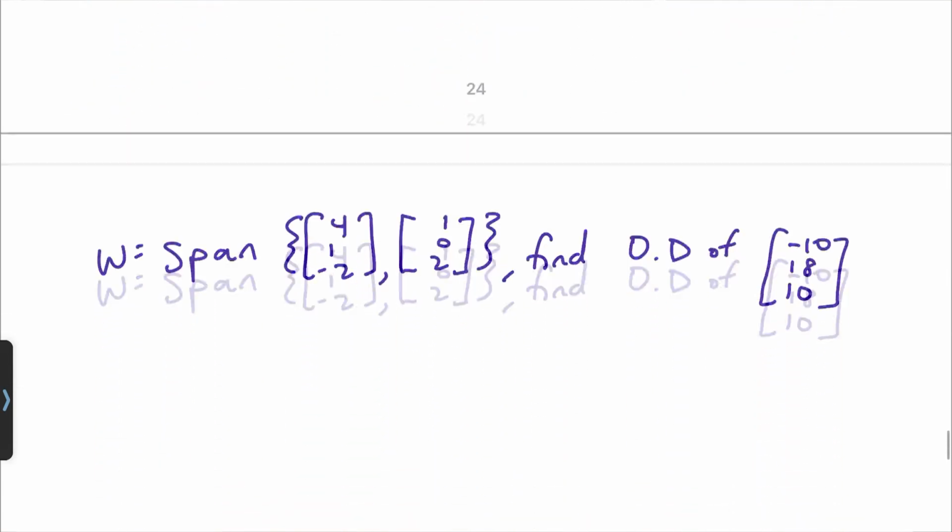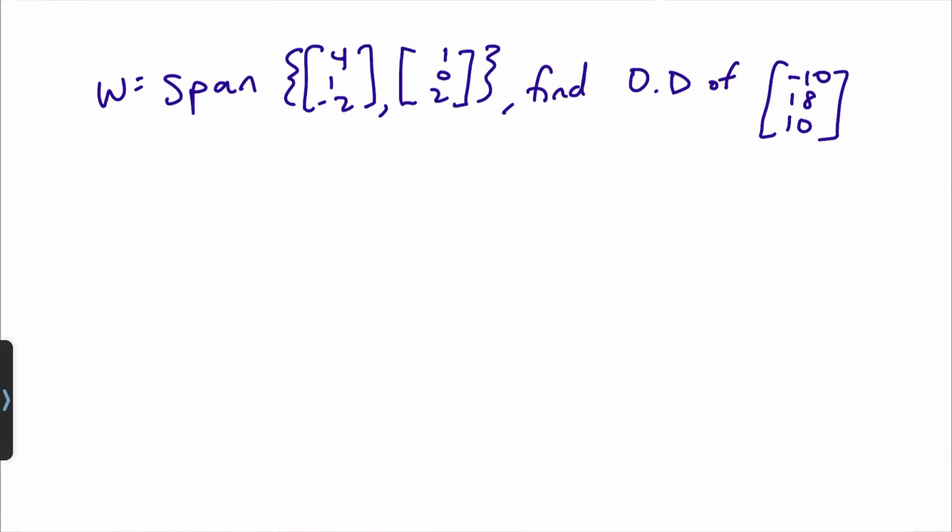Now let's do an example here. So we have W, which is the span of these two vectors, and we want to find the orthogonal decomposition of this vector right here. So the first thing I like to do is to check if this span is indeed orthogonal. If it's not, we're going to have to use Gram-Schmidt, which we'll get into in the next example.